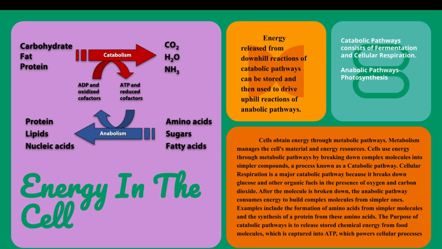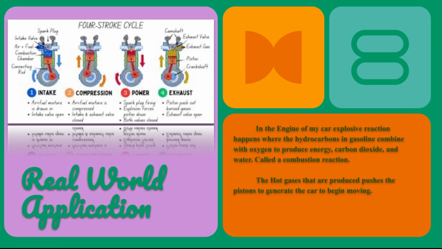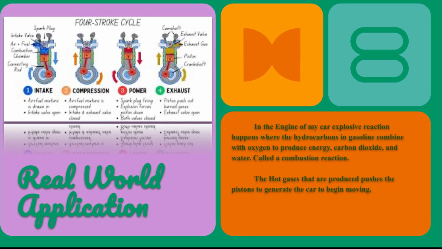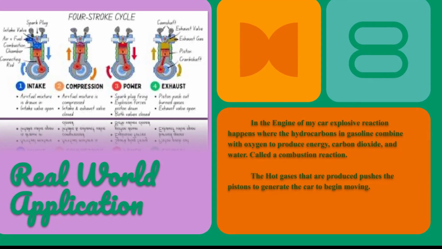How cells obtain energy. Cells obtain energy through the metabolic pathways which regulate their sources. Catabolic pathways break down complex molecules for energy. Example, cellular respiration breaks down glucose, while anabolic pathways use energy to build complex molecules. Example, forming proteins from amino acids. Catabolic pathways release stored chemical energy from food captured as ATP to power cellular processes. Energy released from downhill reactions of catabolic pathways can be stored and then used to drive uphill reactions of anabolic pathways.